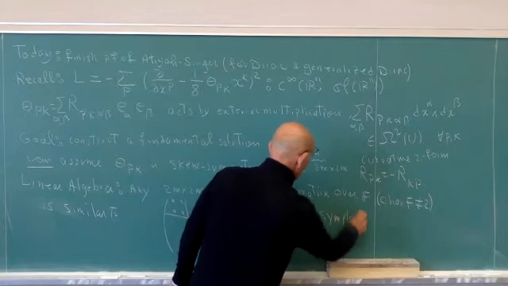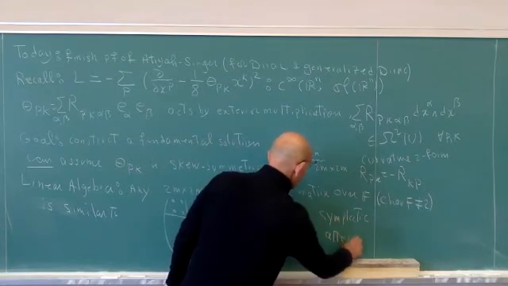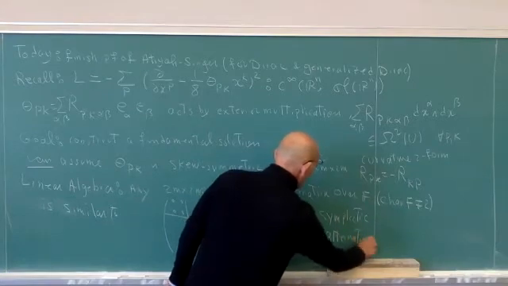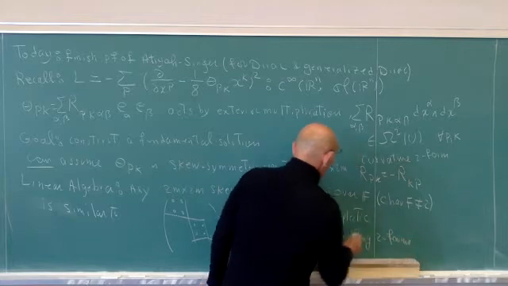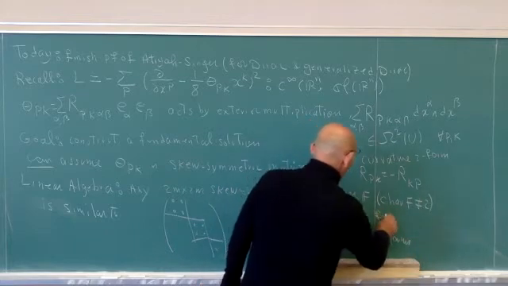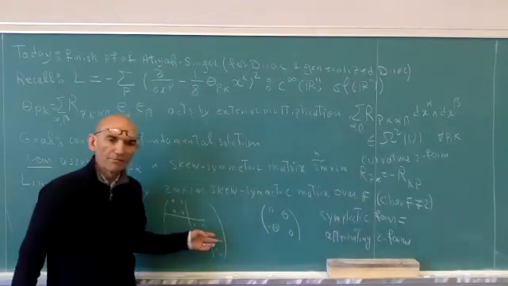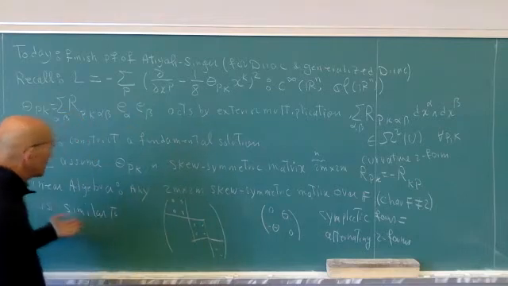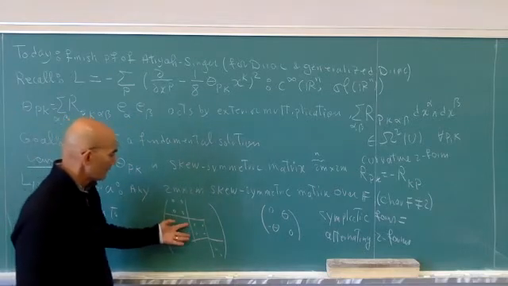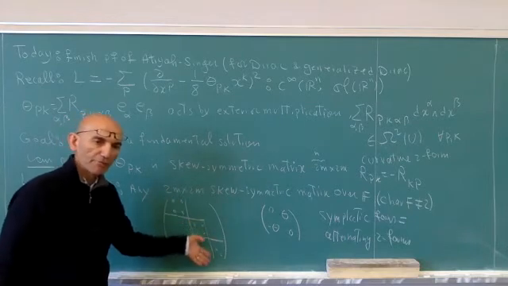Symplectic or alternating two forms. This is symplectic forms. So you see, when you have such matrices, you say you have a symplectic structure on your vector space. And this is the basic structure theorem for symplectic structures. They can always be brought into this standard form.